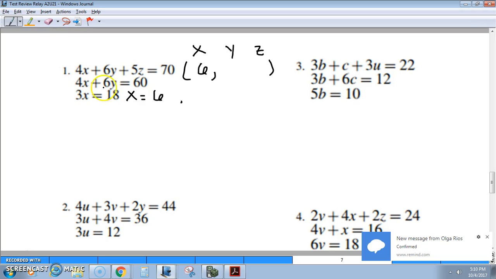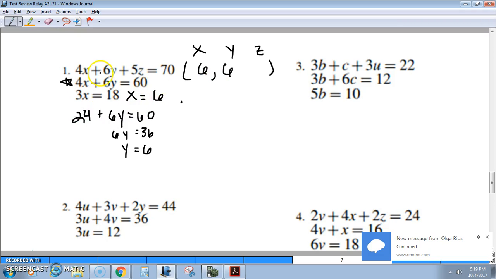If I know x is 6, then I'm going to take a look at this second equation. I know 4 times 6 is 24, plus 6y equals 60. I can figure out what y is here. Subtract 24 from both sides and then divide by 6. Let's see if I can do this in my head. Minus 24 is 36. Oh, so y equals 6. So I'm going to throw that up there. So I have 6 and the 6.